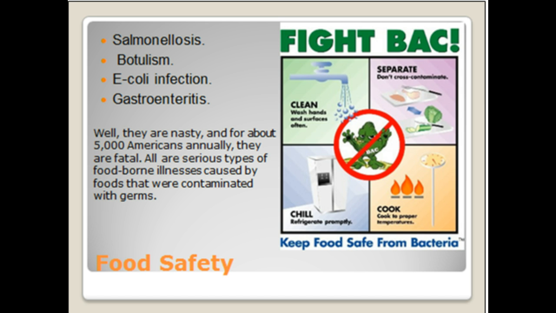Salmonella, botulism, E. coli infection, gastroenteritis. You may not know what these words mean, but they sure sound nasty, don't they? To help you protect yourself and your family and friends from these foodborne illnesses, you need to learn 4 simple steps that can help minimize the risks. Clean, separate, cook, and chill.